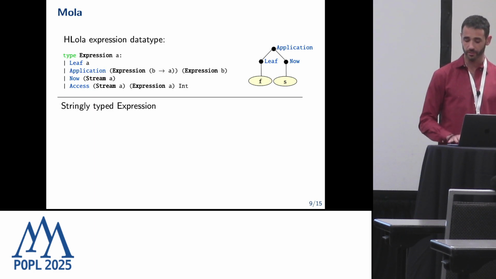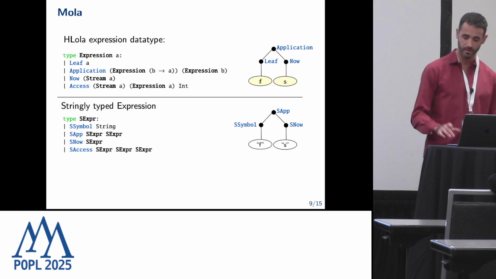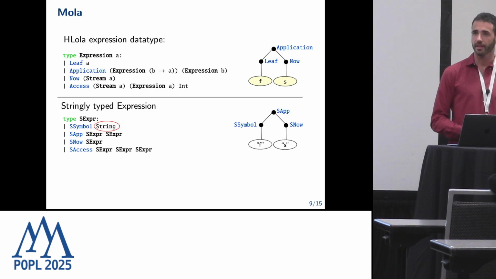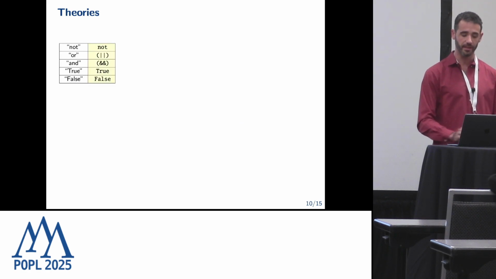So the first thing we did was get rid of the Haskell values and define stringly typed expressions in which anything can be applied to anything, and the parsed tree only has symbols as the leaves. But now we have to come up with a way to give meaning to these symbols, and that's when the theory engineer steps in. The job of the theory engineer is to define a table binding every symbol of the theory to a Haskell value.